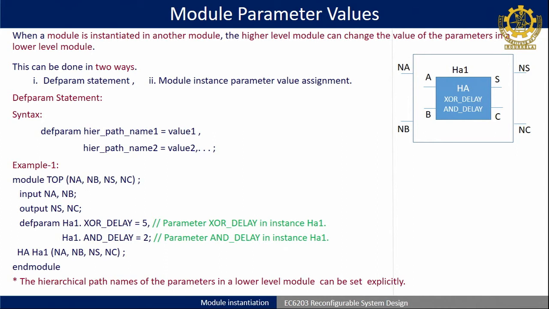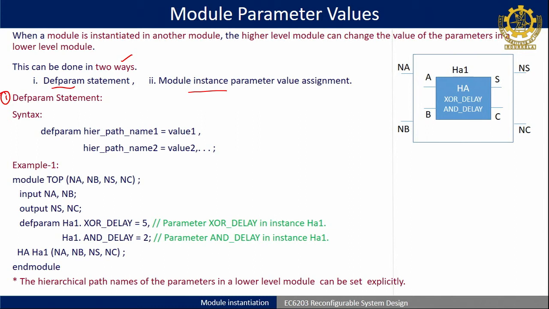Now this is done in two ways, one is called defparam, another is called module instance parameter value assignment. So, first we will go with defparam. The defparam syntax is again very simple, defparam is a word you have to write. Then here I have written hierarchical path name 1 is equal to value 1. So, I will give a hierarchy for the parameter, and we will see how.